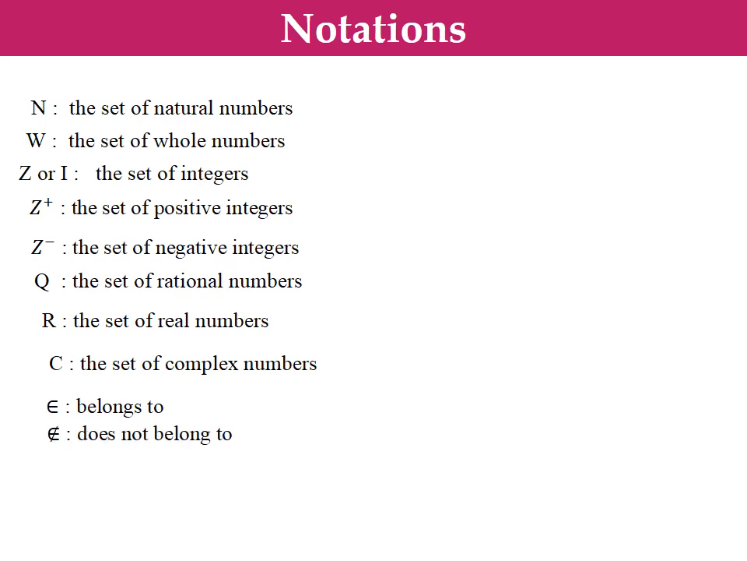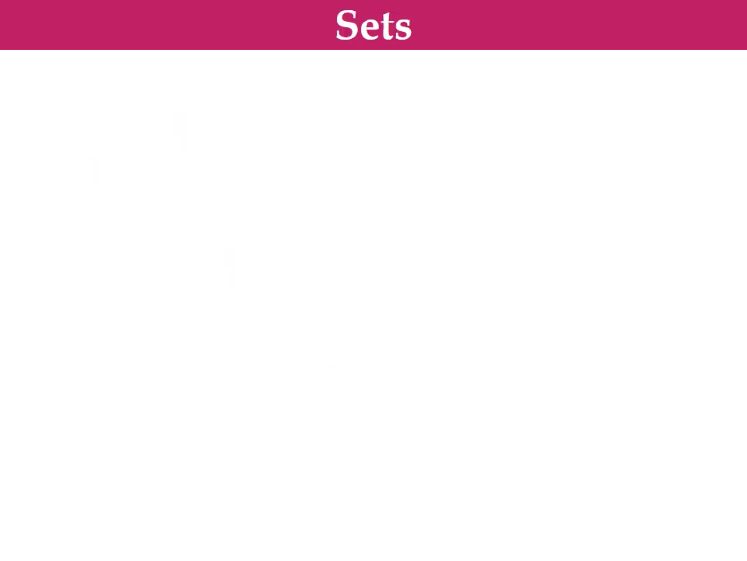Epsilon means belongs to, and this one is does not belong to. This symbol indicates there exists. This one is there does not exist, because we are often going to use these notations, right?